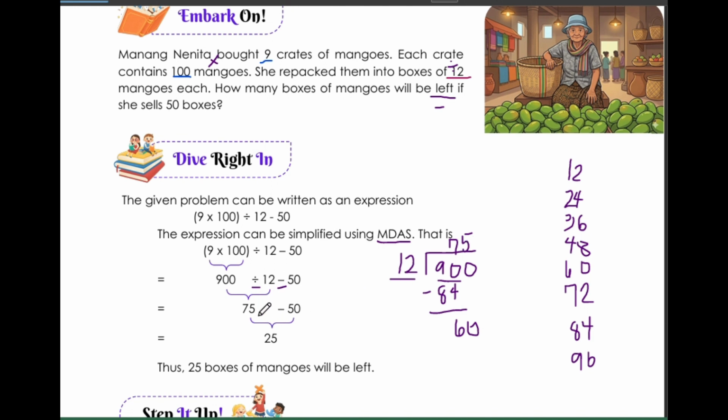So it's not that difficult. Then we just bring down the minus 50, and it's very easy. 75 minus 50, that is 25. Therefore, you have 25 boxes of mangoes which will be left if Mang Ninita sells 50 boxes.